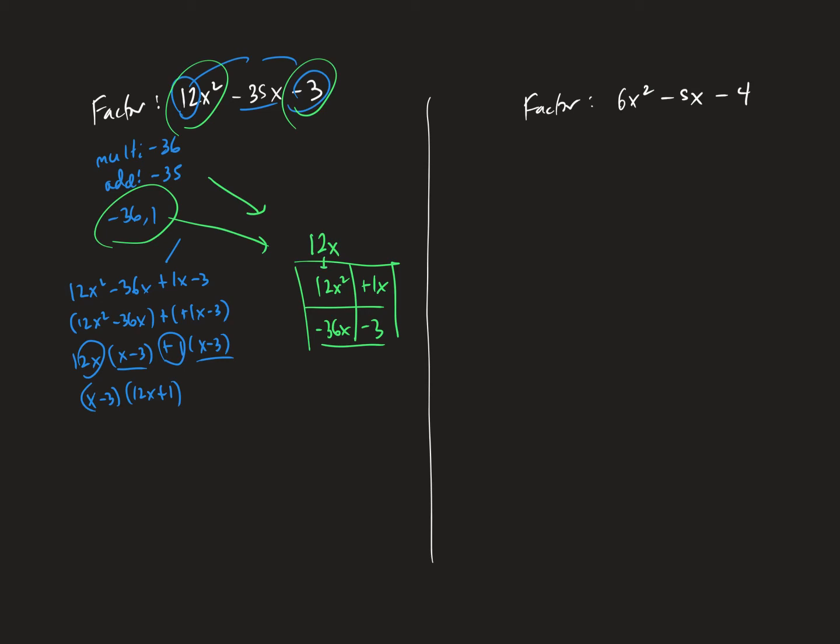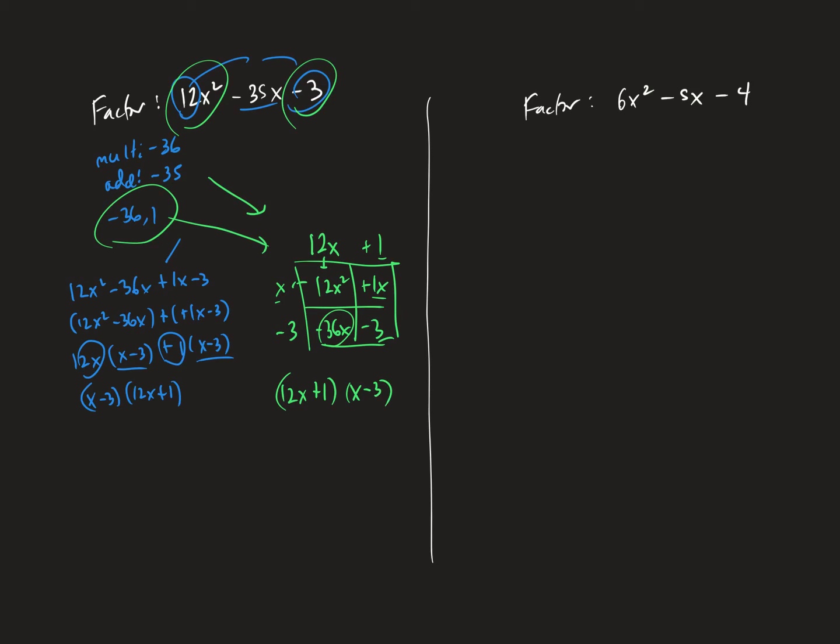And then I'm going to go around the box and make it work. So 12x, this has to be x. If this is x and this is 1x, this has to be a 1. If this is 1 and this is negative 3, this has to be a negative 3. And I can check that with this. So that would be 12x plus 1 and x minus 3.